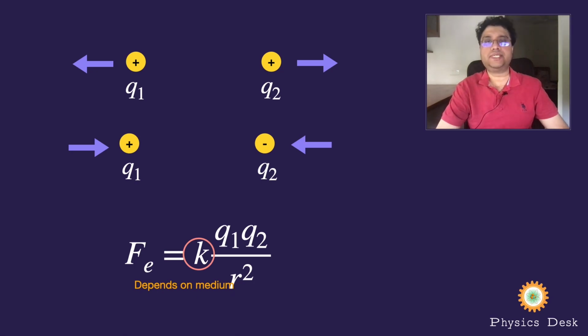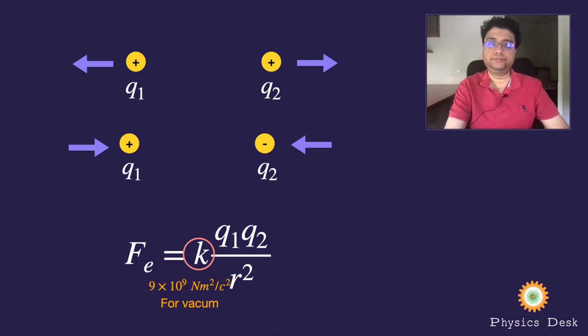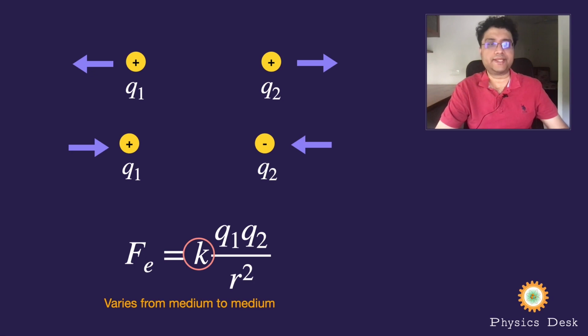And we have also seen that this value of k varies from medium to medium, and so does the electrostatic force between two charged objects. In case of vacuum or air, the value of k is approximately 9 into 10 to the power of 9 Newton meter square per Coulomb square. Whereas in case of a medium, k varies from one medium to another and is overall less than that in vacuum.